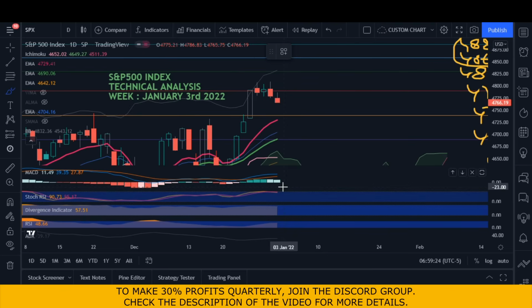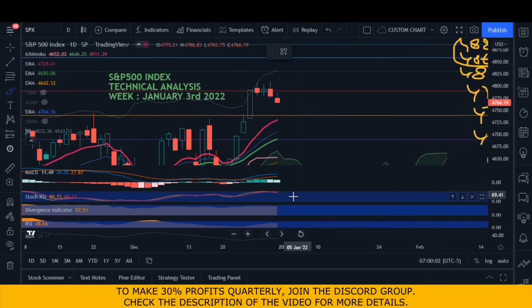Because for stock RSI, see, the K channel is still above 90. Whenever the K and D channels are above 90 or in the range of 90 to 100, it means the market is bullish.